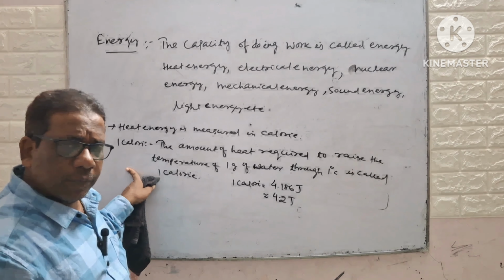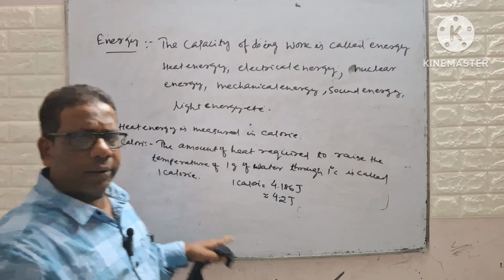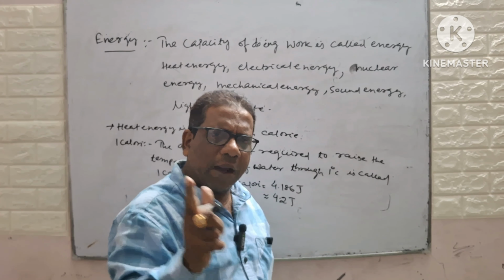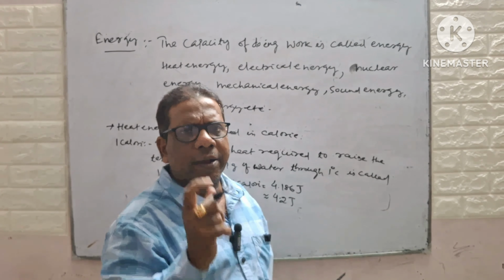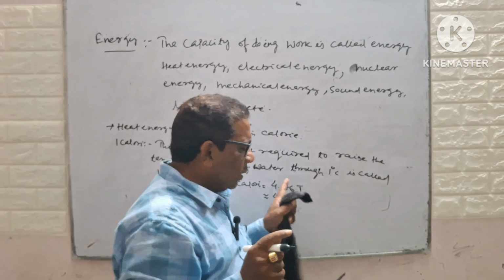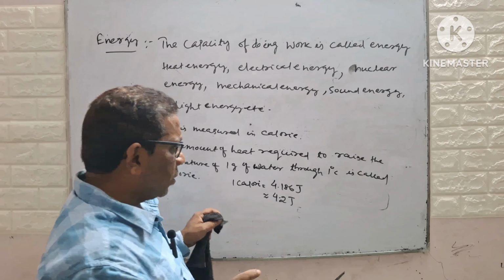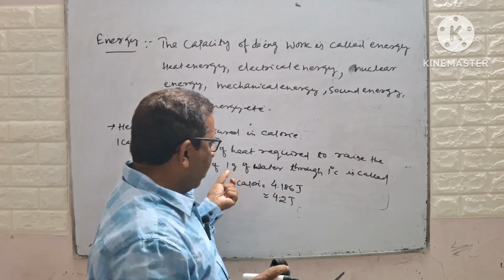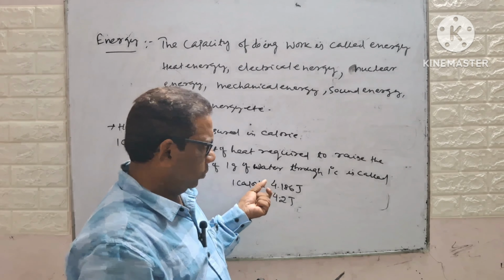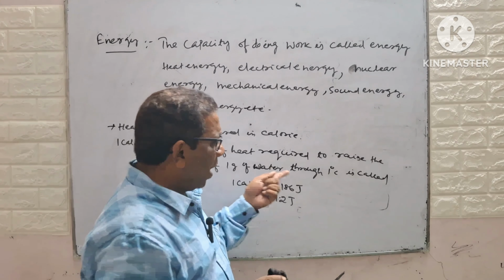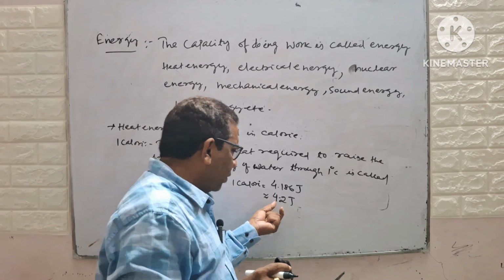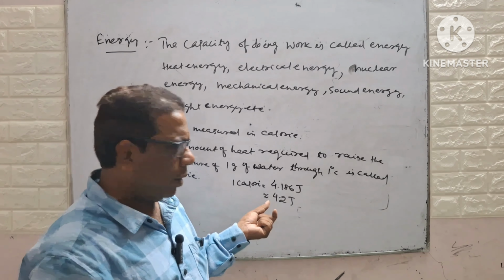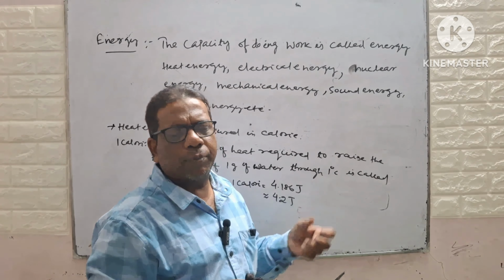What is 1 calorie? The amount of heat required to raise the temperature of 1 gram of water through 1 degree Celsius is called 1 calorie. That means to raise 1 gram of water's temperature by 1 degree Celsius, 1 calorie of heat energy is required, and that 1 calorie is equal to 4.2 joule.